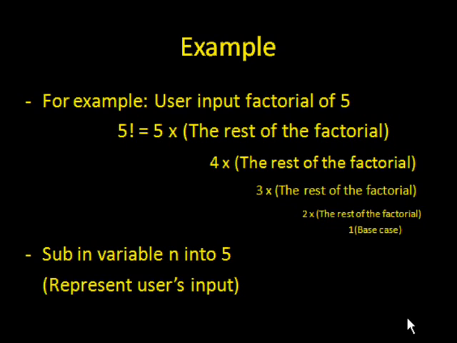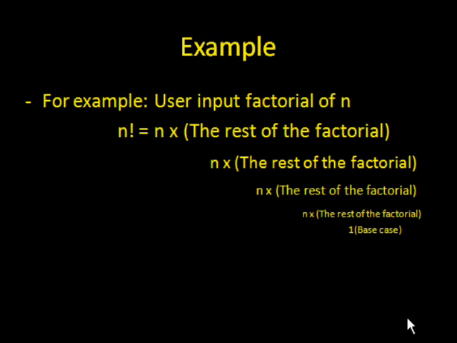For example, user input the factorial of 5. You would sub in the variable n as 5 to make this more general, so we get a better understanding for other possible inputs. We could say n times the rest of the factorial, and the rest will be n times the rest of the factorial, and so on, where n will be the input into that method at that time.